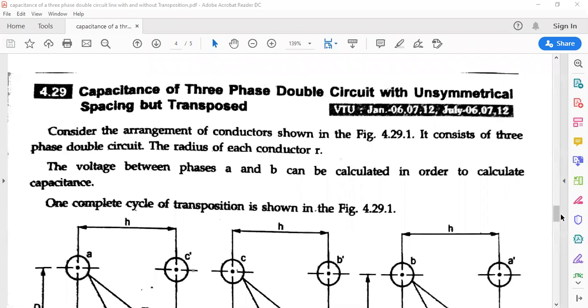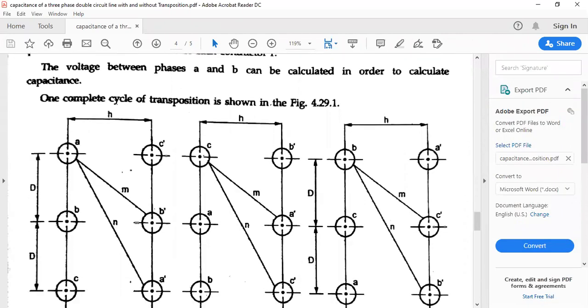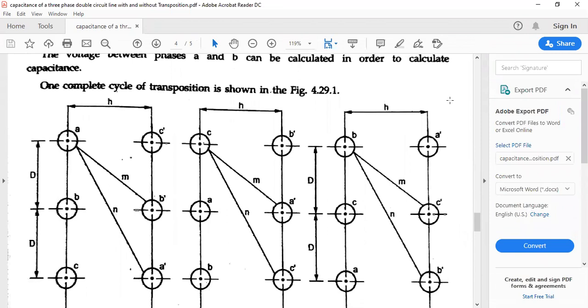So if I want to analyze the figure, this is how we are going to analyze it. This is how the complete transposition of the line is presented. This is height h, this is d, this is also d. And at the next time, what you are going to have is the complete cycle of transposition. So this complete cycle of transposition has 3 sets.